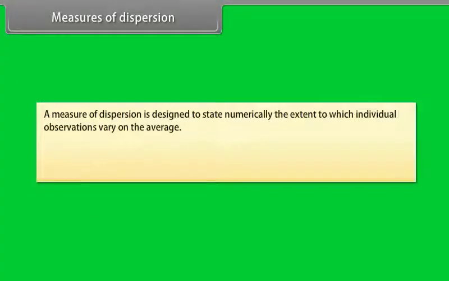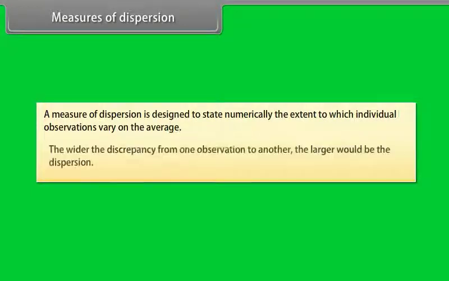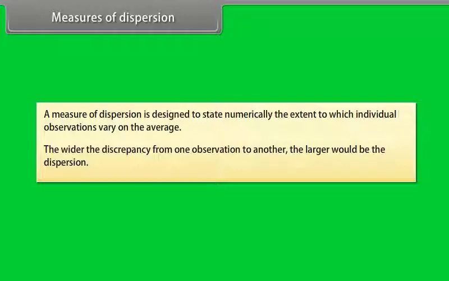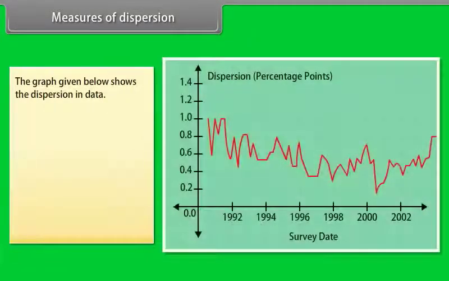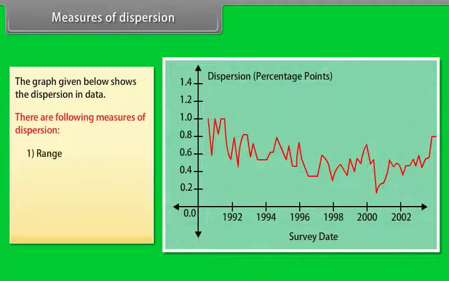Measures of dispersion. A measure of dispersion is designed to state numerically the extent to which individual observations vary on the average. The wider the discrepancy from one observation to another, the larger would be the dispersion. The graph given below shows the dispersion in data. There are following measures of dispersion: range, quartile deviation, mean deviation, standard deviation.